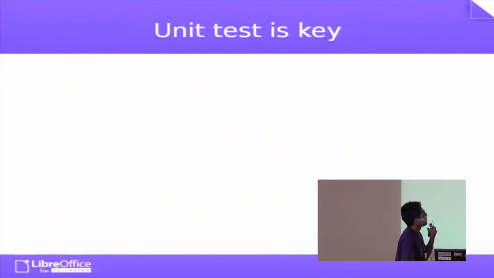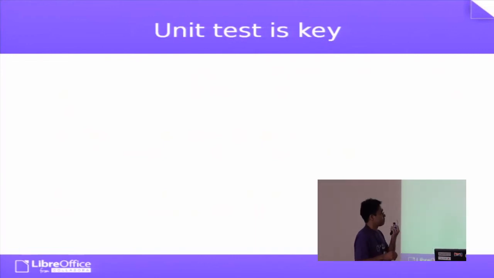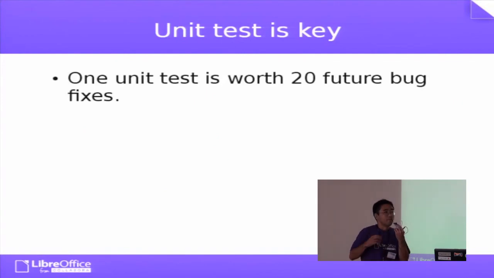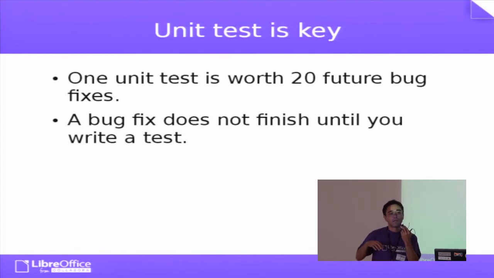And of course, to make all that happen, unit test is key. One unit test is worth 20 future bug fixes. Basically, if you write a test, it prevents 20 future bug fixes of the same bug. So even if I understand that writing tests is not an easy thing, it may take much more time than fixing the bug itself, especially when the bug is fixed by only one or two lines of change. Despite that, you need to understand that this is the minimum that you have to do when you fix a bug.